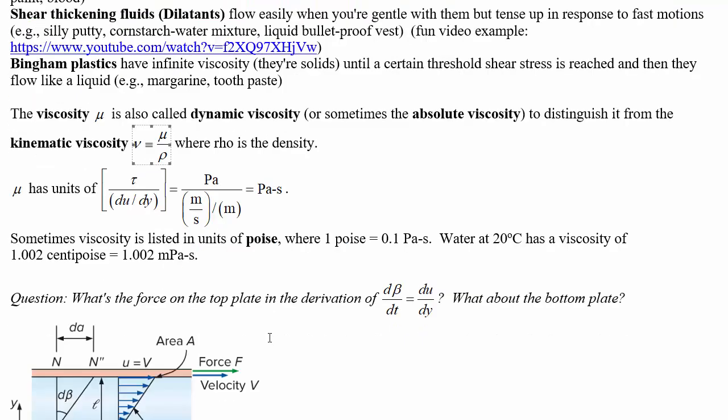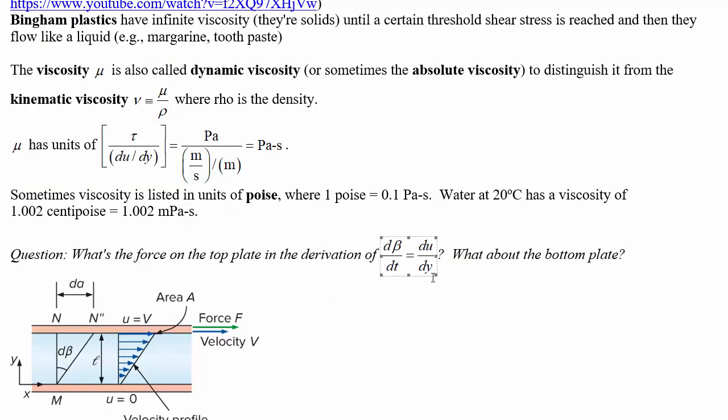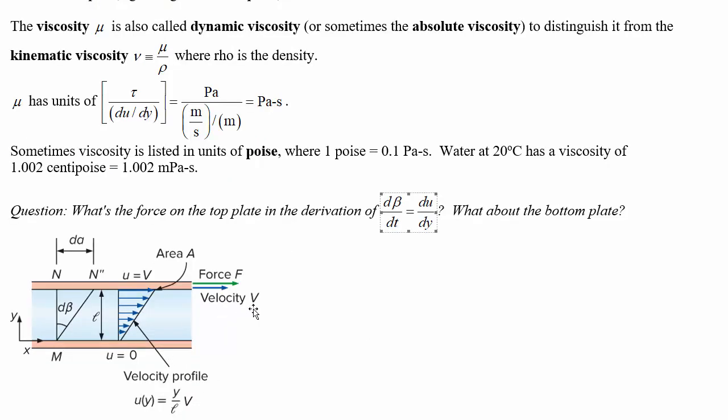Okay, question. What's the force on the top plate in the derivation we used to show that the rate of shear strain was equal to the velocity gradient? And what about the bottom plate?